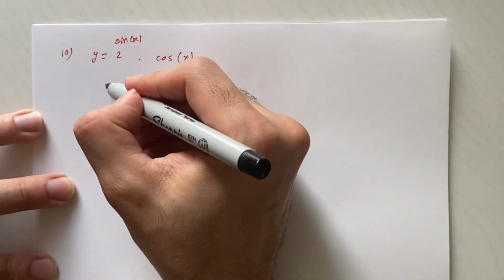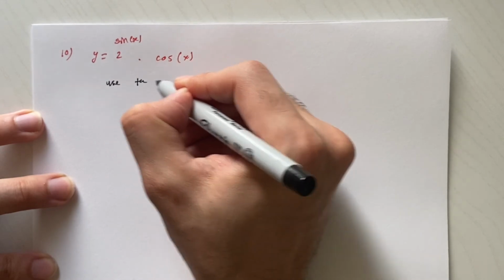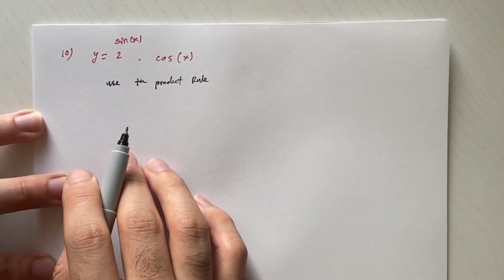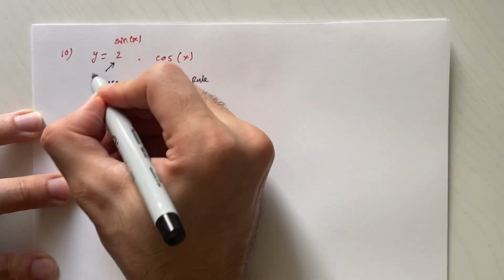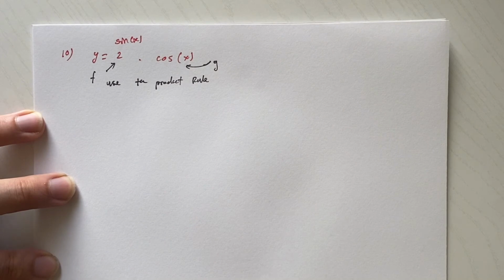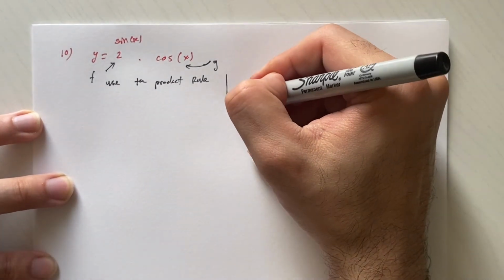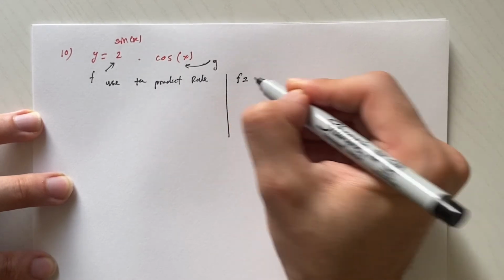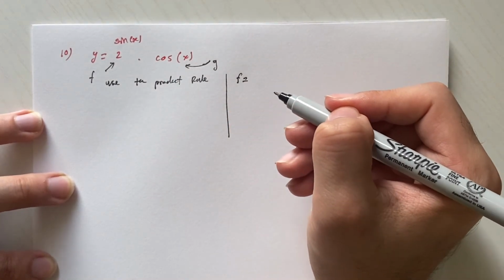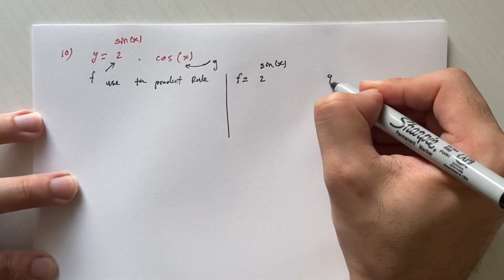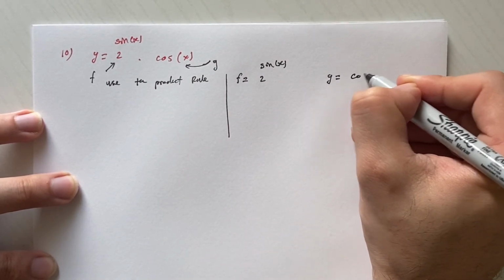Now we have this function. What we're going to use here is the product rule since this is two multiplied functions. So I'm going to assign the first function to f and the second function to g. So f is going to be 2 to the sine of x, and then g is going to be cosine of x.